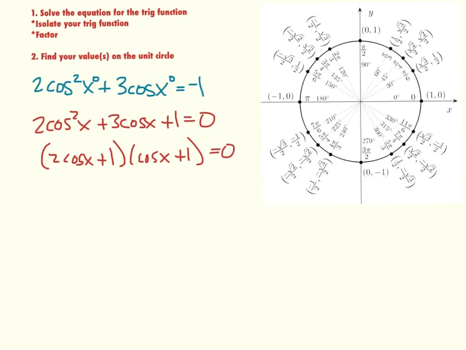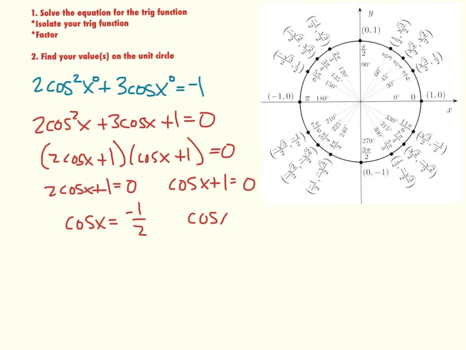Alright, now set each factor equal to 0. 2 cosine x plus 1 equals 0. Cosine x plus 1 equals 0. So I'm looking for when cosine of x is equal to negative 1/2 after subtracting 1 and dividing by 2, or when cosine of x is equal to negative 1. So we're talking about cosine, so these are x-coordinates. I'm looking for an x-coordinate of negative 1/2 or negative 1.